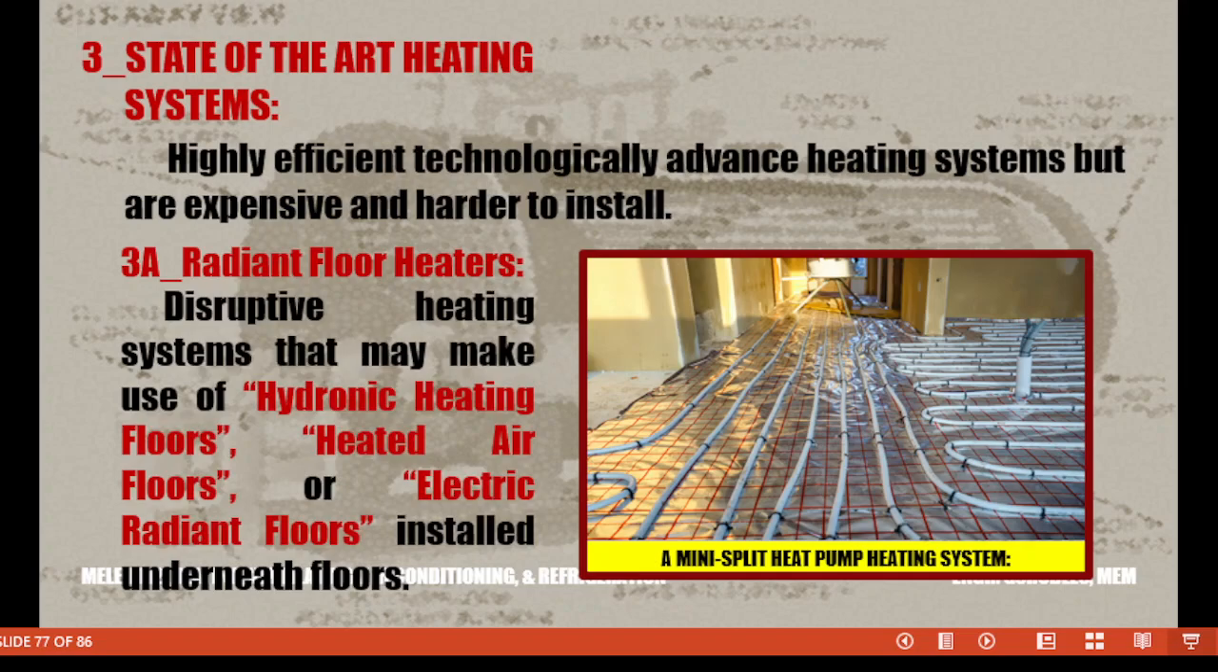So, a typical heating system uses vents that are located above the head. In this case, with radiant floor heaters, they are located at the floor or at the bottom. So, this may be available in any of the following classes: hydronic heating floors, heated air floors, and the last one, electric radiant floors, which are installed underneath floors.